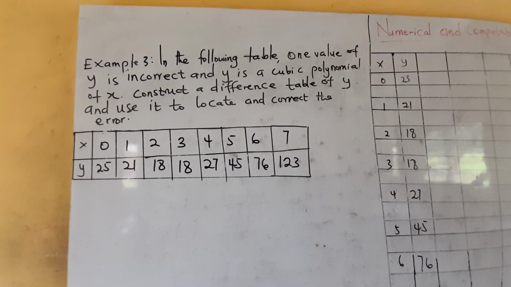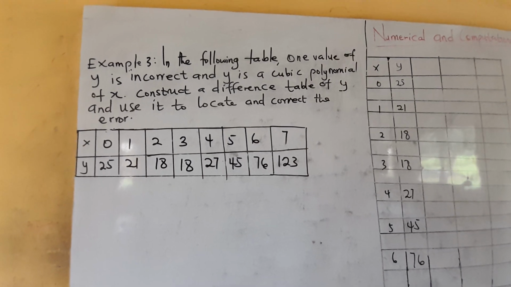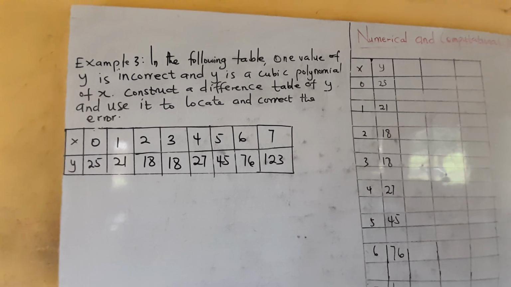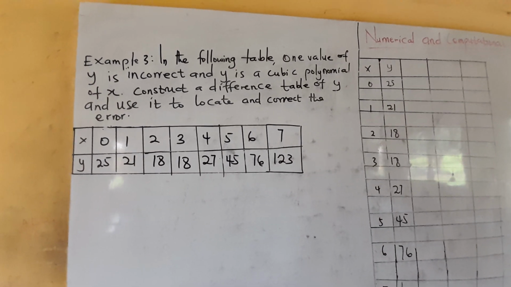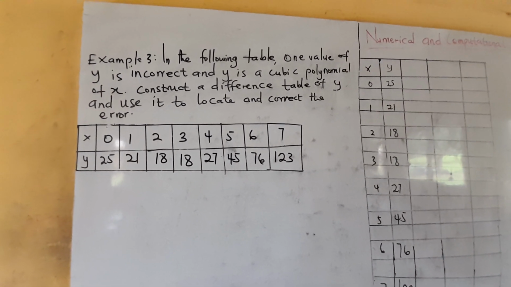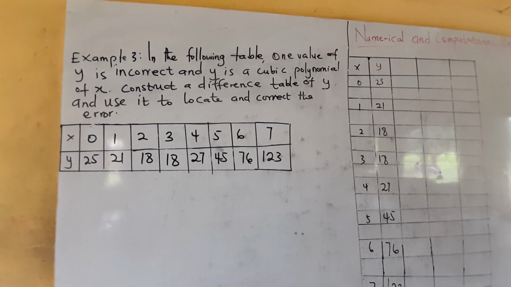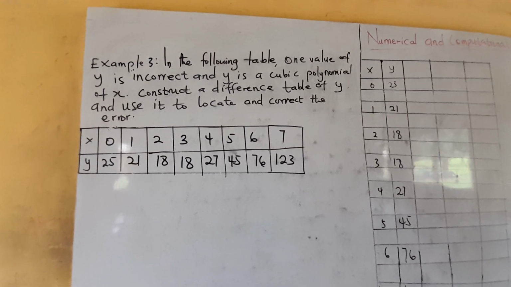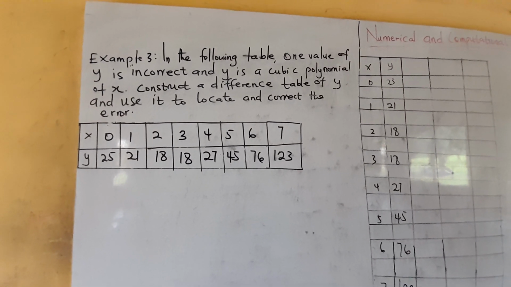The question says that in the following table, one value of y is incorrect and y is a cubic polynomial of x. Construct a difference table of y and use it to locate and correct the error. So remember, they say we have to construct a difference table. So we need to construct a difference table. We locate the error and use it to correct the error.